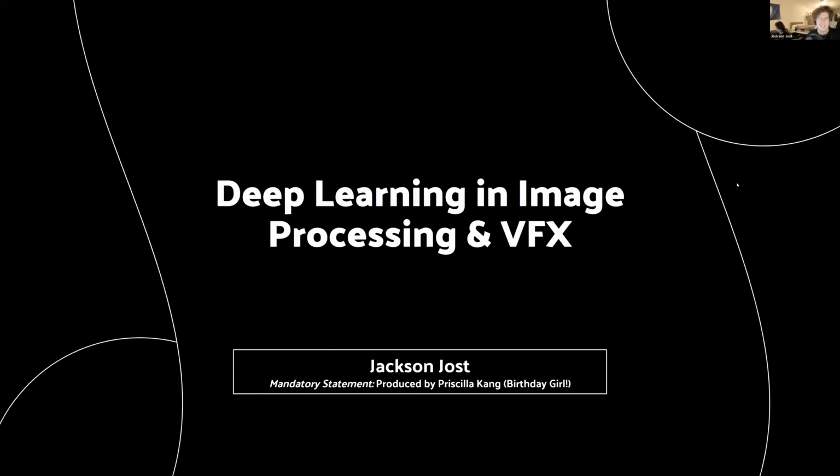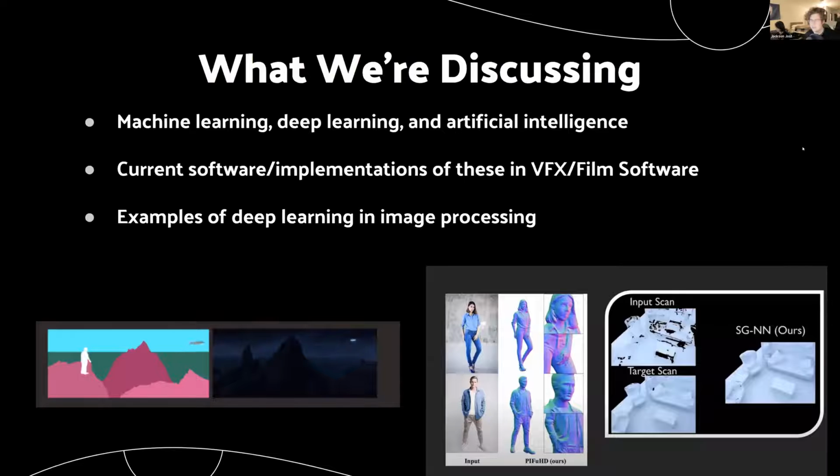All right. So just a brief overview of what I'm going to go over. We're going to talk about machine learning, specifically deep learning, which is a subsection of machine learning, and the general term of artificial intelligence. We're going to talk about what currently exists, like what we all have access to, like Adobe, Nuke, stuff like that. And then I'm going to talk a little bit more in depth about some of the uses in image processing, stuff like upscaling and other things like that. So just some fun GIFs and stuff associated with it.